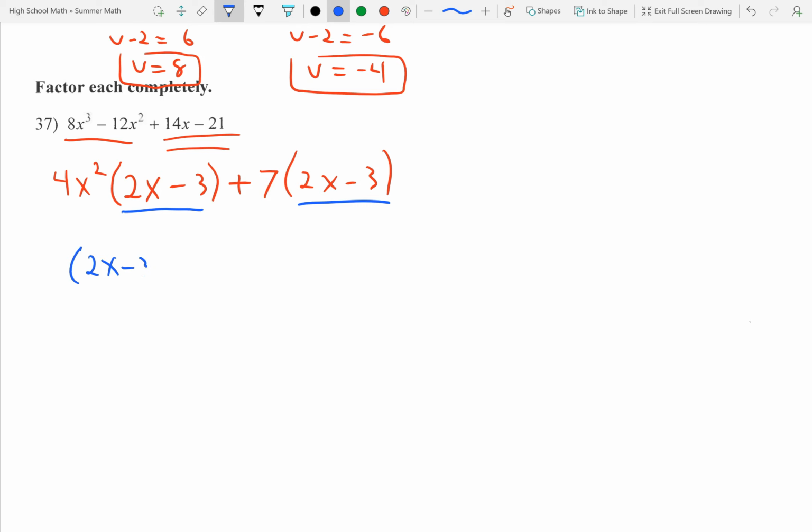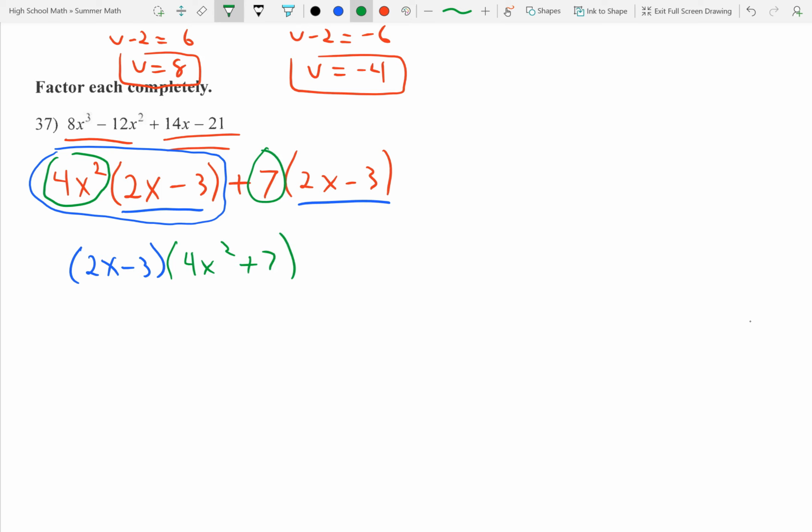2x minus 3. If you look at this whole first term now, this whole first expression, 4x squared times 2x minus 3, if we factor out the 2x minus 3, we're left with this 4x squared. On our second one, if we factor out the 2x minus 3, we're left with a 7. Plus 7, I should say. And we could distribute this to see that it is indeed equal to our original statement up there.